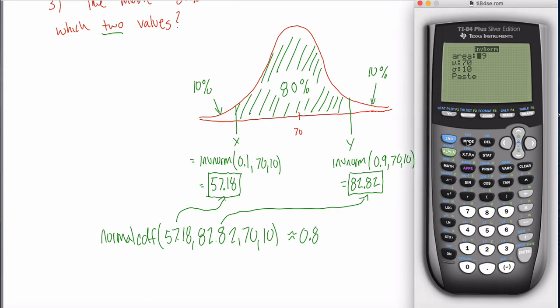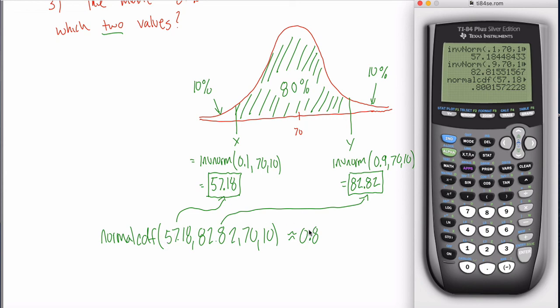Don't believe me? Let me show you. Quit out of this one. Whoops, quit out of this. Second, variables, normal CDF. For my lower bound, I'll put in 57.18. For my upper bound, I'll put 82.82. For my center, I'll put 70. And for my spread, I'll put 10. When I go down and hit paste, what you'll see is the answer is really close to 80%, 80.02%. Slightly off because I rounded these answers, right? 57.18448433. I call it 57.18.